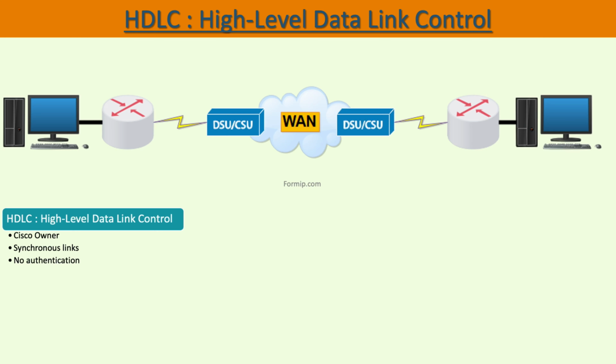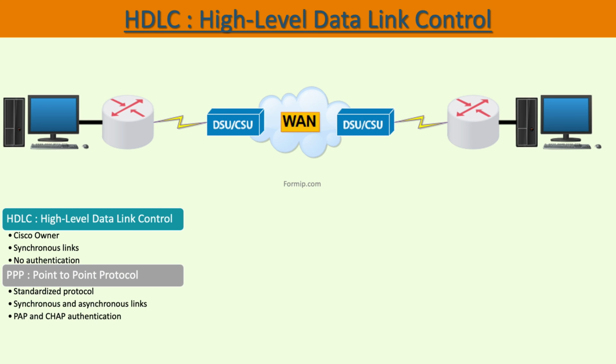HDLC, which is proprietary to Cisco. It is a protocol that only supports synchronous links and does not have an authentication option. And we have PPP, which is standardized, supports both synchronous and asynchronous links, and has authentication with the PAP and CHAP protocols. The diagram shows Layer 1 equipment.